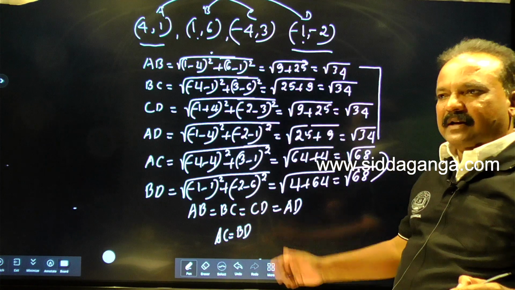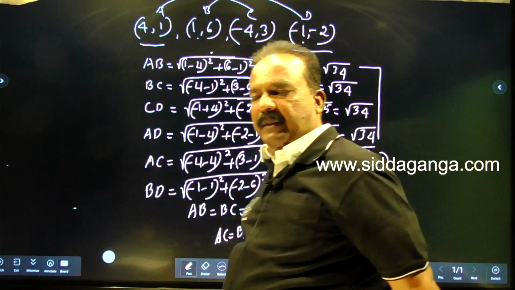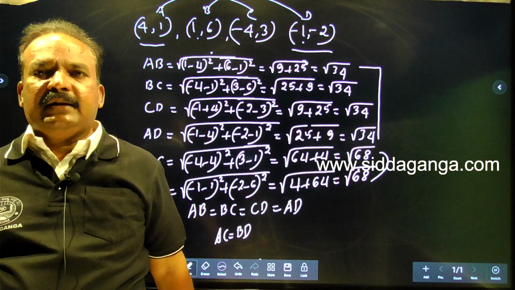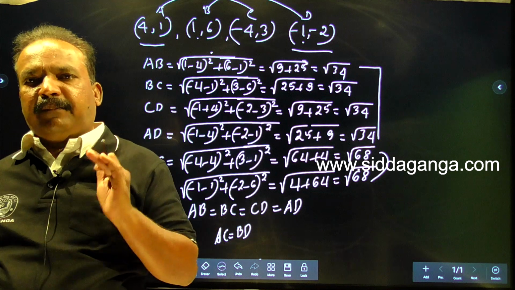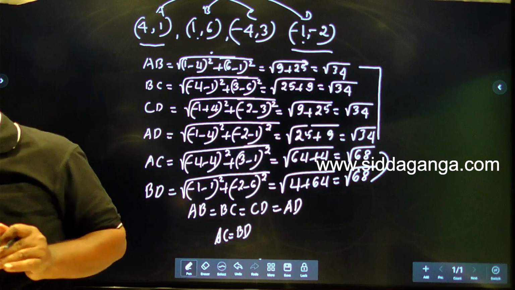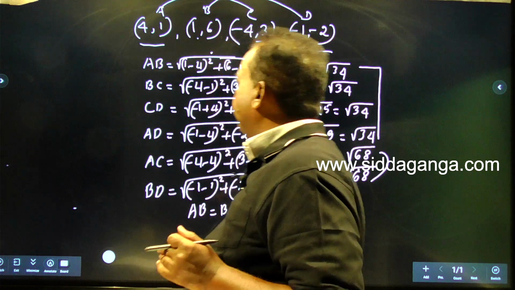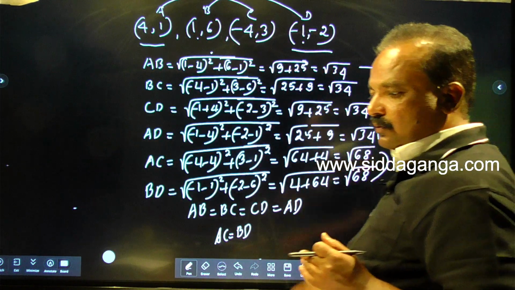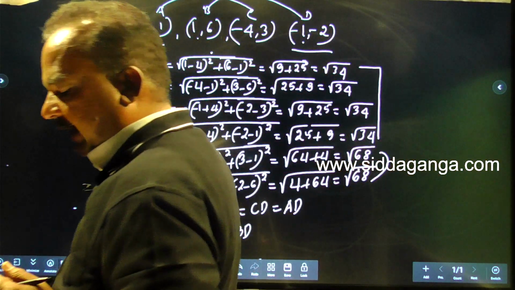The diagonals are equal. From these two statements, we can conclude that the given vertices or the given points are the vertices of a square. Okay. I hope you can do one more problem of the same kind.